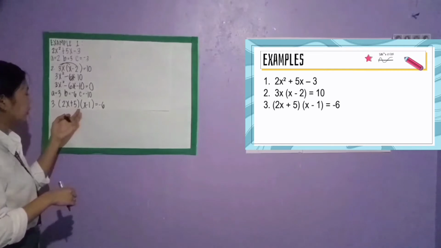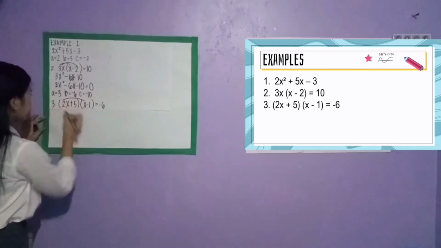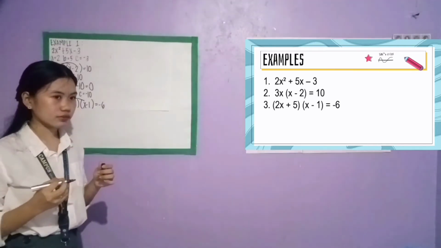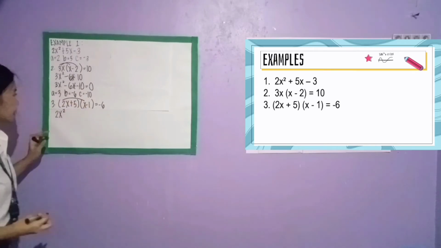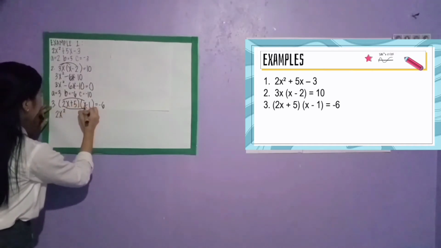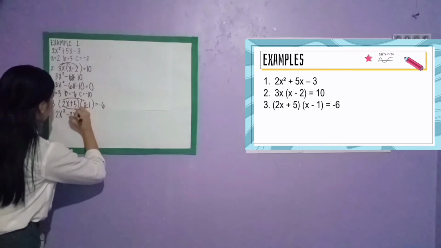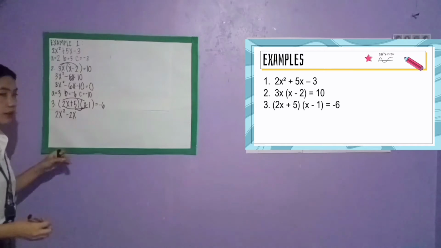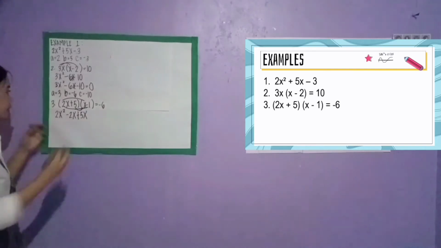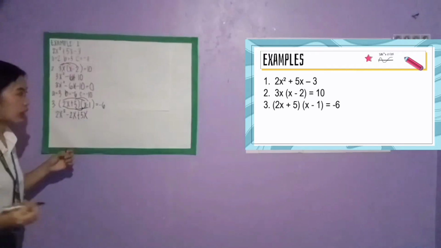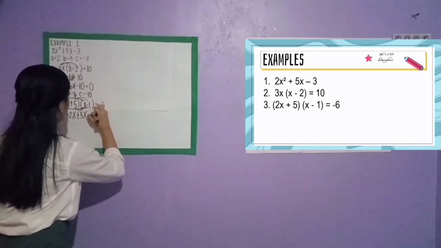First step, we will use the FOIL method. First term, we have 2x times x is equal to 2x squared. The outer term, negative 2x. The inner term, 5 times x is equal to positive 5x. And finally, the last term, which is 5 times negative 1, it would be negative 5.